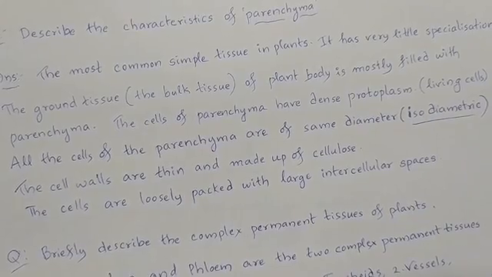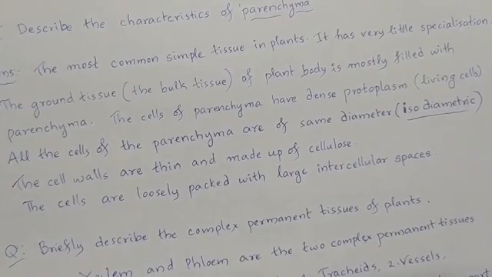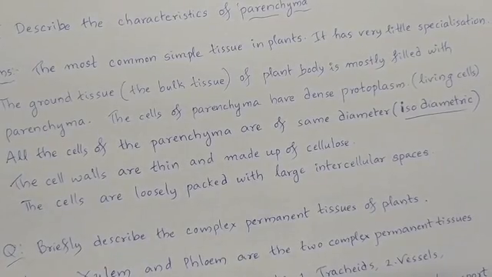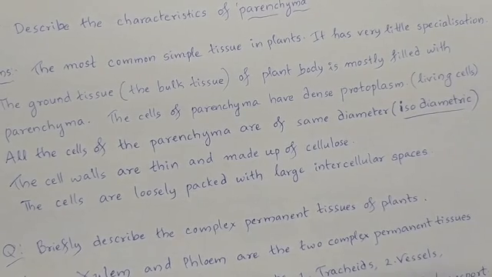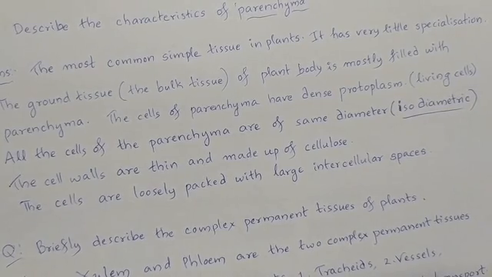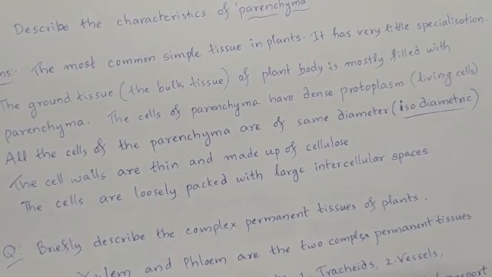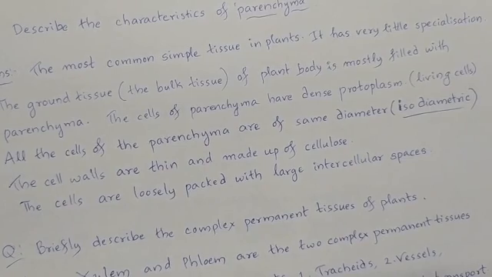When protoplasm is present in a cell, then such a cell is known as a living cell. All the cells of the parenchyma are of the same diameter. Means mostly they are of the same size. Iso means same diameter. So the cells of parenchyma are isodiametric.